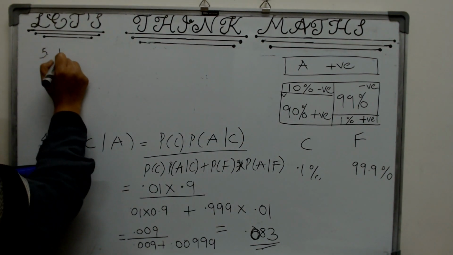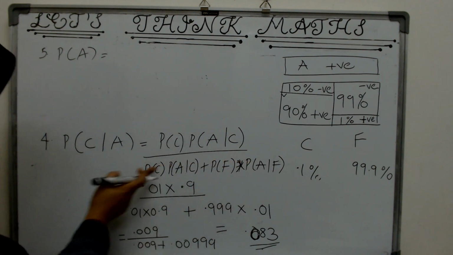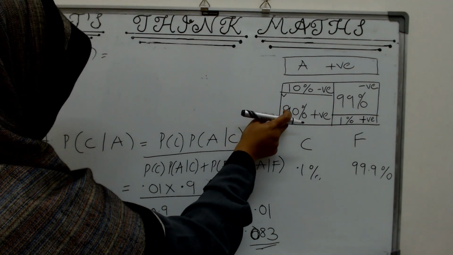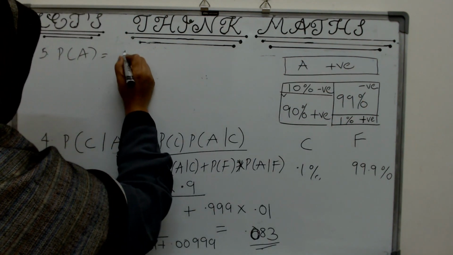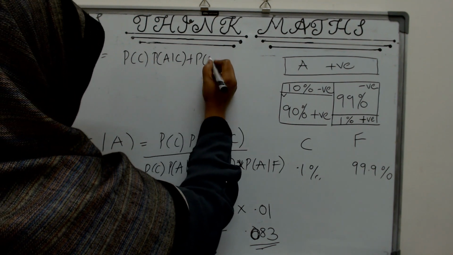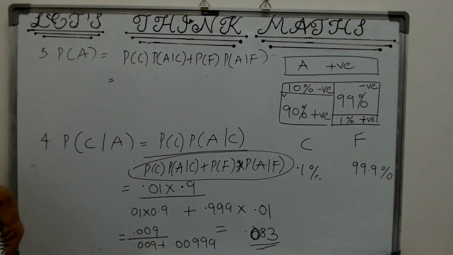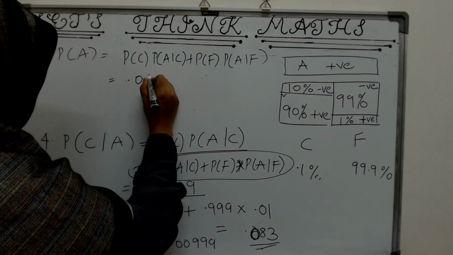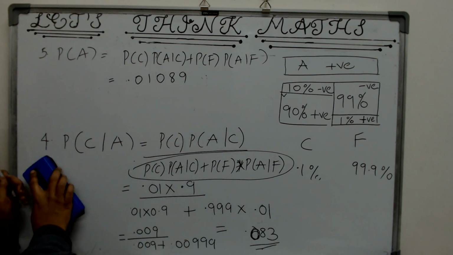The fifth and last question is, what is the probability of A? What is the probability of A? It is just the numerator. What is it? The probability of C into the probability of A lying in C, plus the probability of F into the probability of A lying in F. That is, P(C) times P(A given C) plus P(F) times P(A given F). This would be 0.01089. So this is our answer.